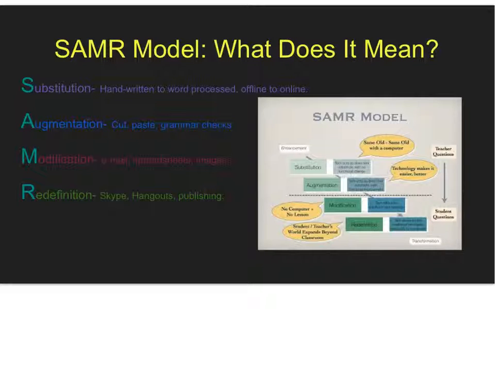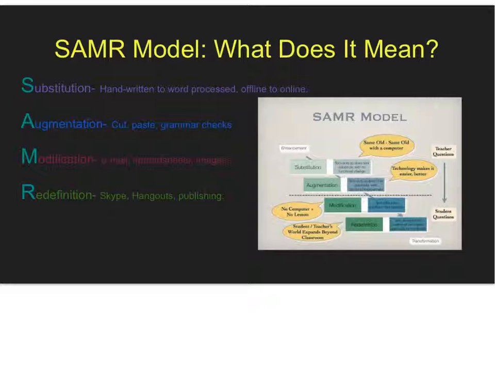An example of substitution is uploading a test online and having the kids take it rather than have a handwritten test. That makes it much more accessible, but it really isn't that much fun or student-centered, is it? Not really. Augmentation is our next step. Augmentation is word processing, but with more functional improvement. Cut, paste, grammar checks, things like that.